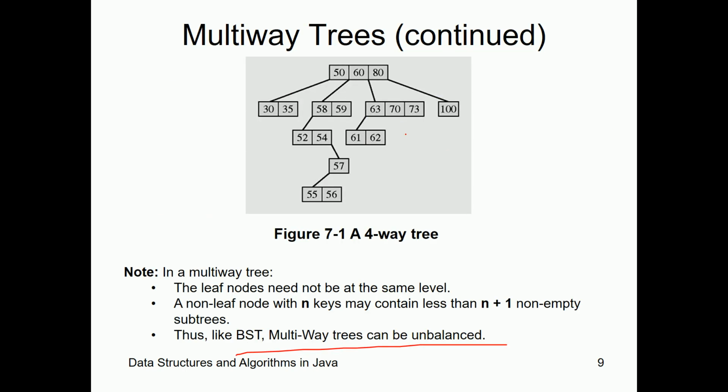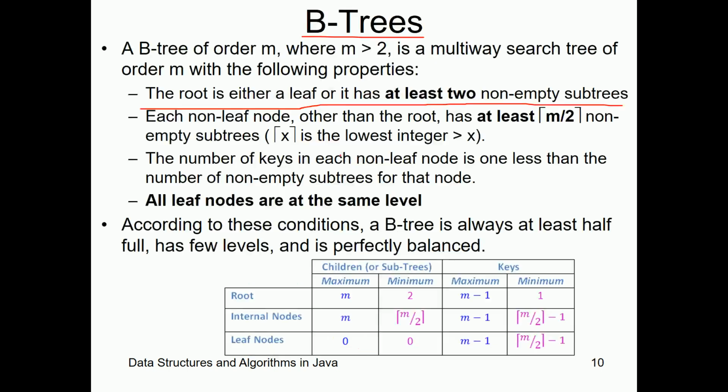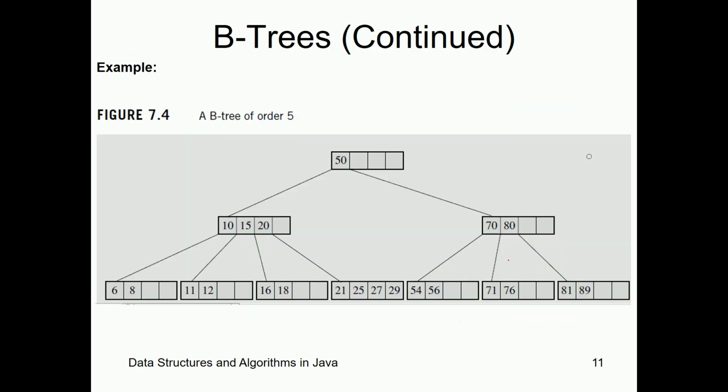And so the root is either a leaf or it has at least 2 non-empty subtrees. So at least 2. Now, for example, here, as you can see, there's no rule, it can have 1. But no, if it has 1, we don't want to allow that. We say that at least it should have 2. That's the minimum.